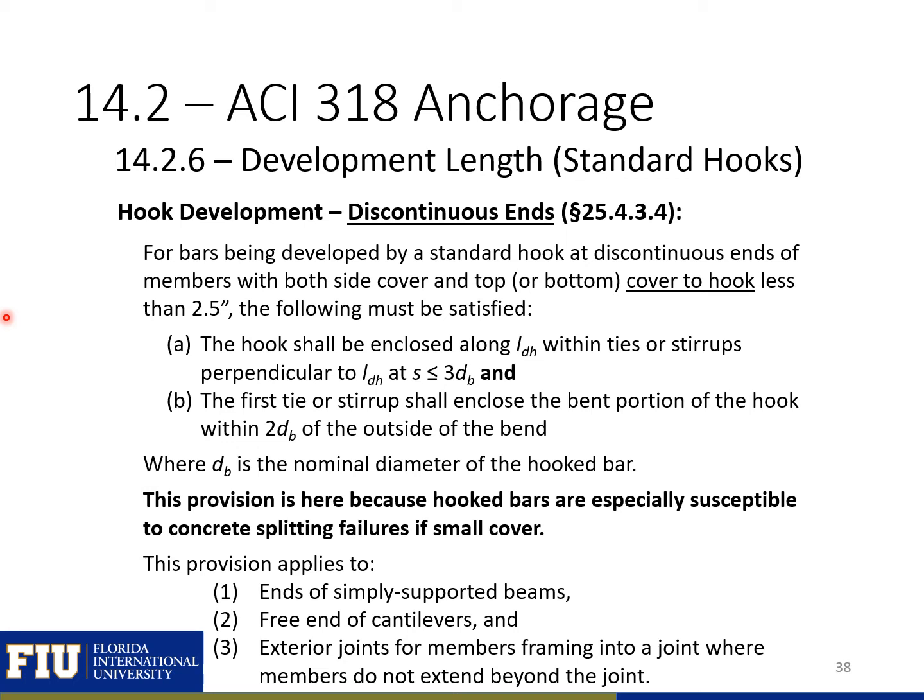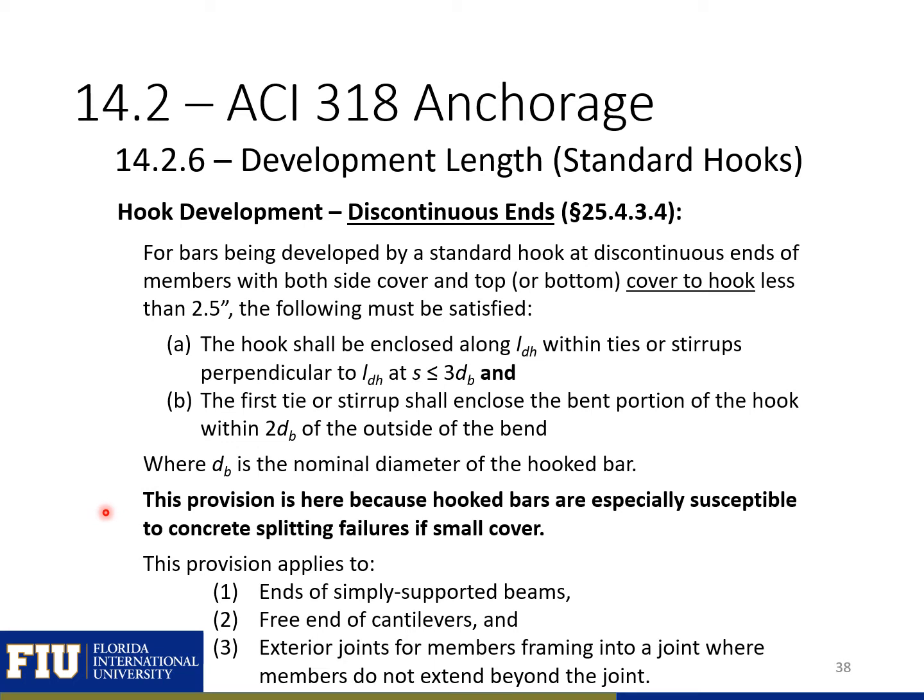This slide describes some additional requirements for our hook development. Essentially, hooks where you have small cover outside the hook, so where your cover to the hook is less than 2.5 inches, we need to satisfy the following two requirements. The first one here is that our hook needs to be enclosed along the entire development length within ties or stirrups perpendicular to the development length, with a spacing S less than or equal to 3 times dB. We also need to make sure that the first tie or stirrup encloses the bent portion of the hook within 2 dB of the outside of the bend. So we'll look at both of these in a figure on the next slide.